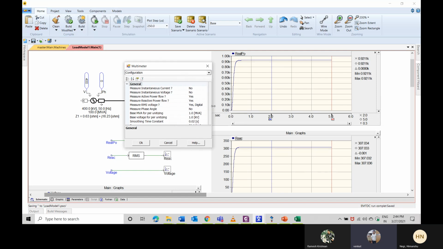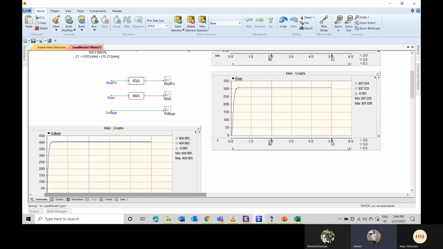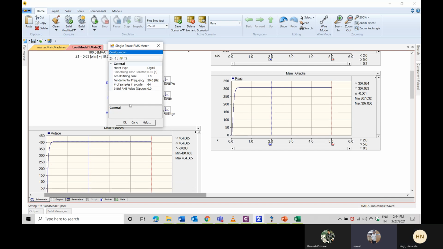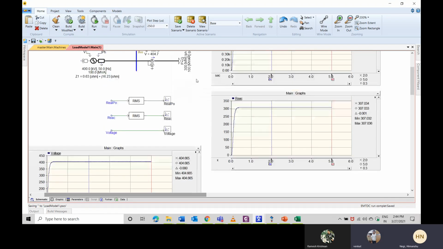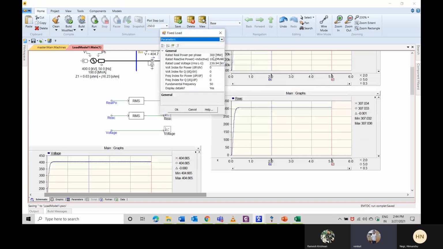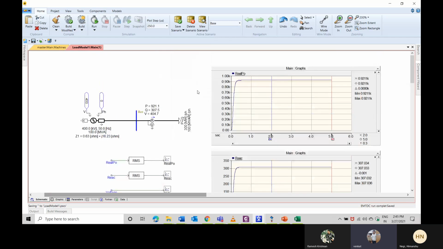We have options to get RMS voltage, but we don't have any option for getting RMS power flow. So I have put an RMS meter in the middle, put 50 hertz here, and I am just measuring the power here. Now I have modeled it as a constant power load. Now I will run the simulation.